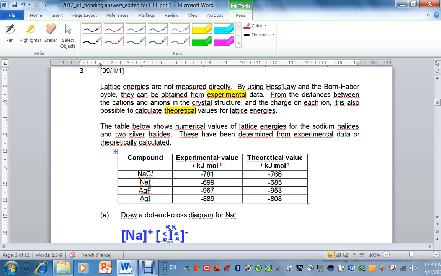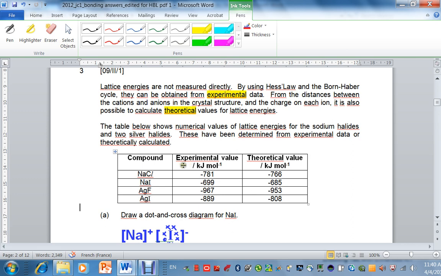Here, for every compound, you are given two sets of values, experimental and theoretical. Notice that these values are negative. In other words, lattice energy is exothermic. Why is that so? It is simply related to how lattice energy is defined.